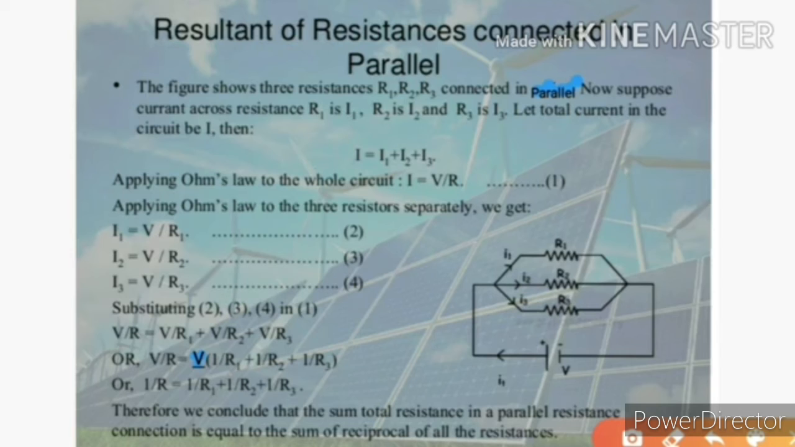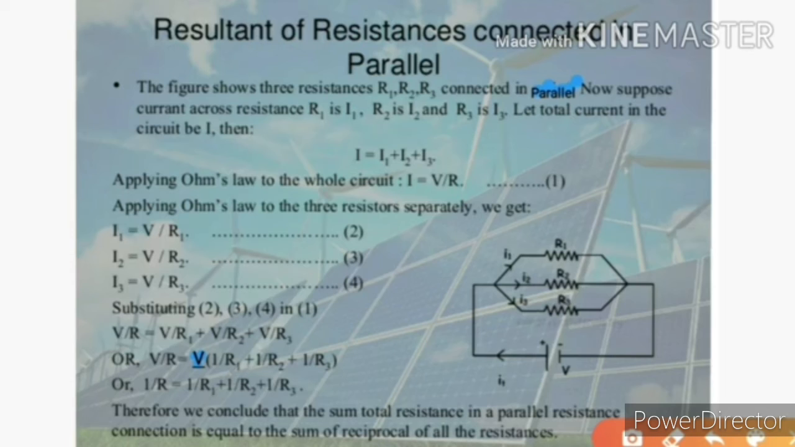Now applying Ohm's law to the 3 resistors separately, I1 is equal to V upon R1. This is our equation 2. I2 is equal to V upon R2. This is equation 3. And I3 is equal to V upon R3. This is equation 4. Now substituting 2, 3, 4 in equation 1.